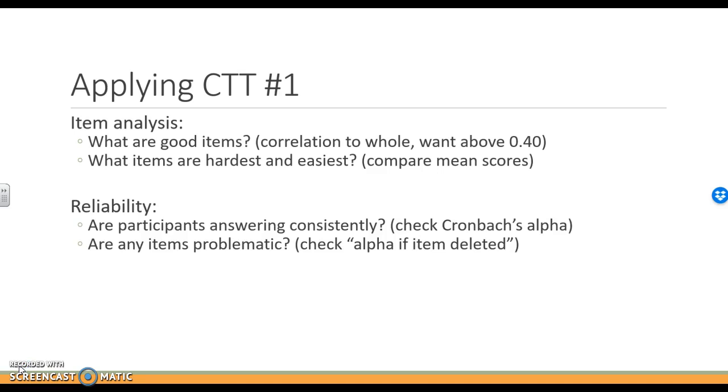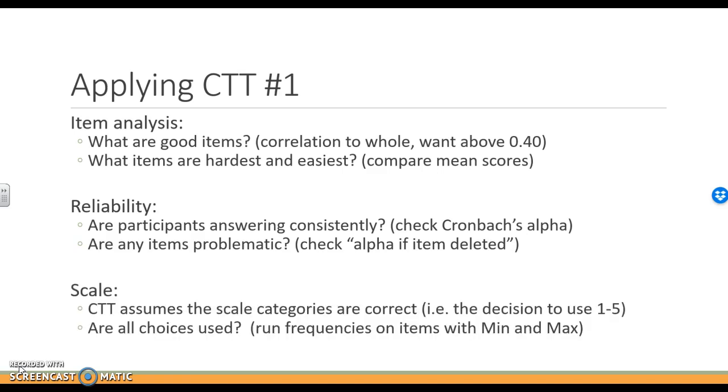We're also asking about reliability. So for Cronbach's alpha, we're really asking, are the participants answering consistently? So this is where we can start to tell, are participants just clicking through the survey or are they being consistent in their answers? This also allows us to see if there are any problematic items. So there will be a column that is Cronbach's alpha if the item is deleted, in which case we're looking at, can we get more reliability if we remove an answer or remove an item? So are participants not reliable on one item? And that makes it problematic.